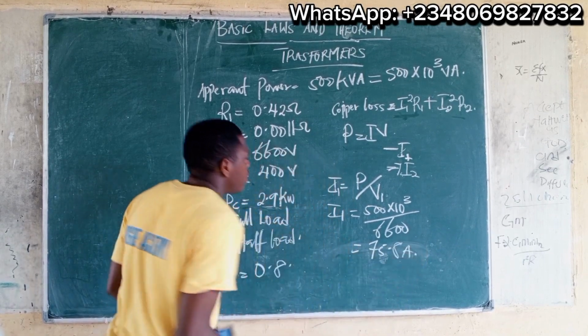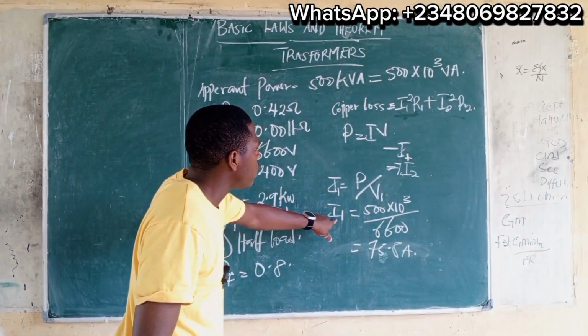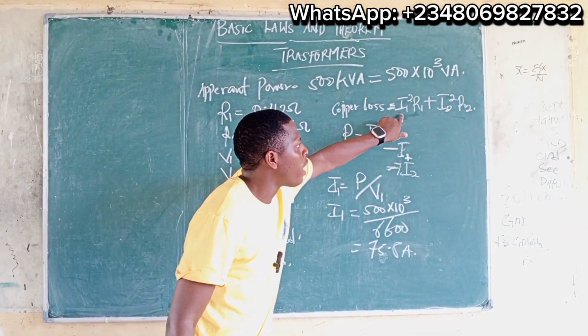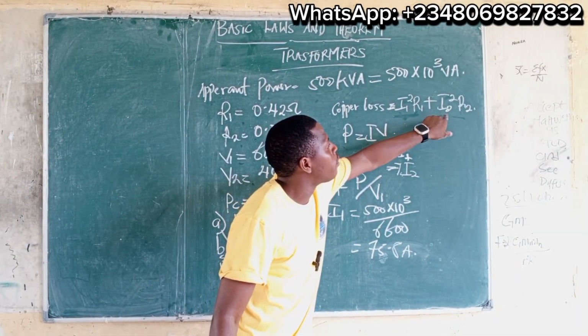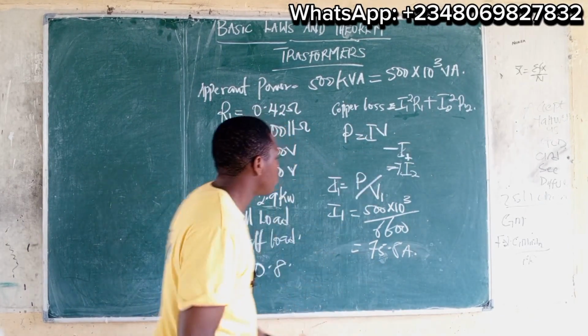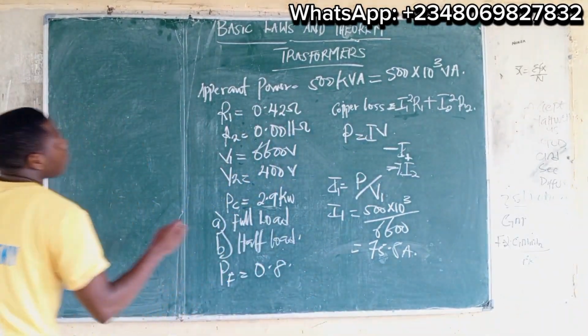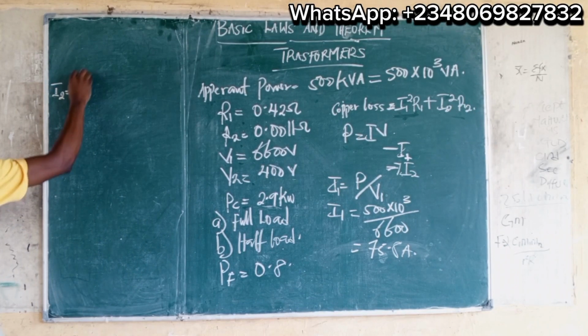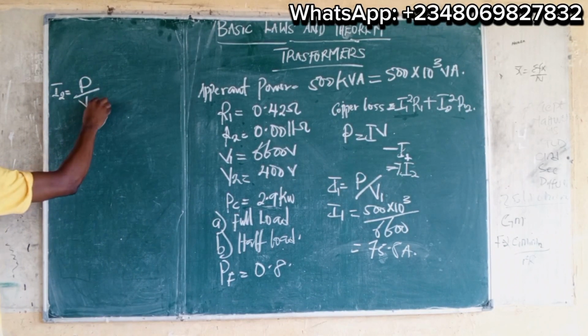75.8 amperes. So we've succeeded in getting the current for the primary copper loss. Now let's get the current for the secondary copper loss. To get the current for the secondary copper loss, we know that I2 is equal to P divided by V2.